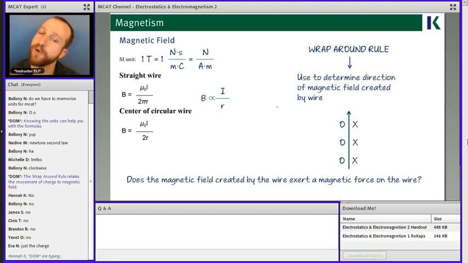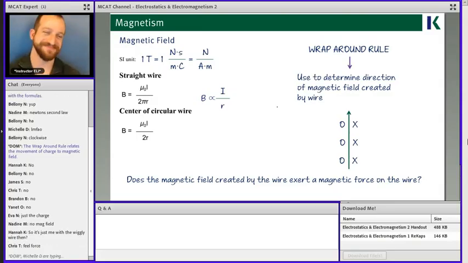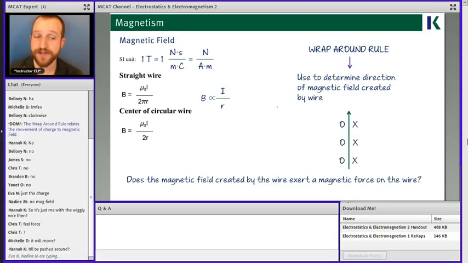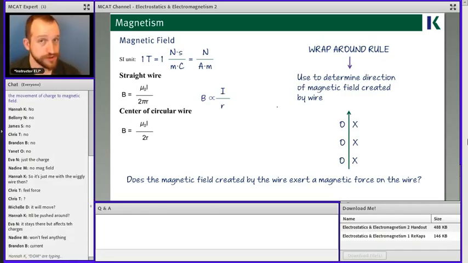Bonus question on top of the bonus question. What if I put a point charge and I set it down in place along one of those x's? What's going to happen to a point charge not moving? I love this bonus question because it's a magnetic field. Magnetic field only affects moving charges.